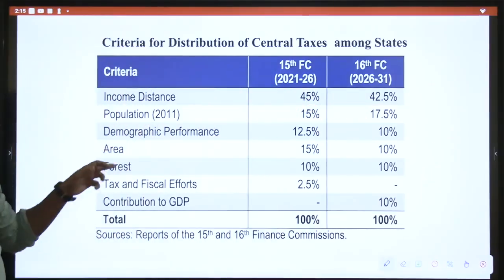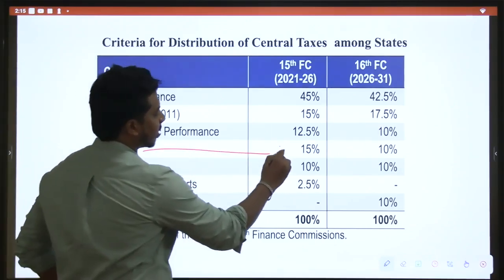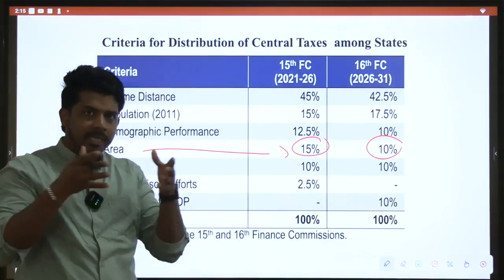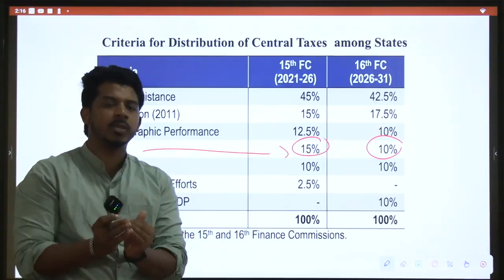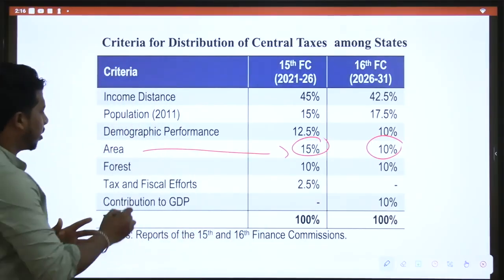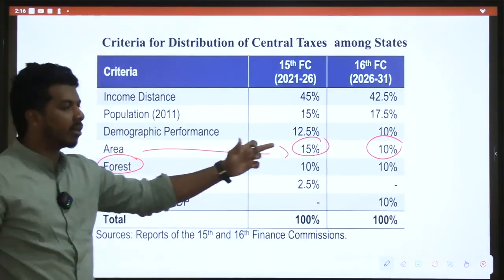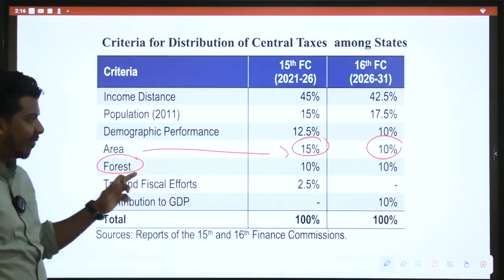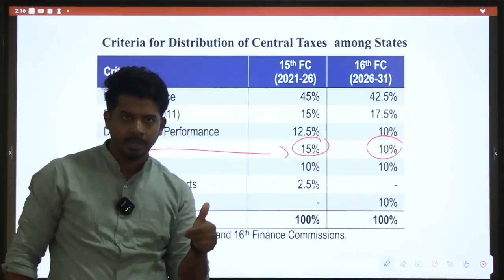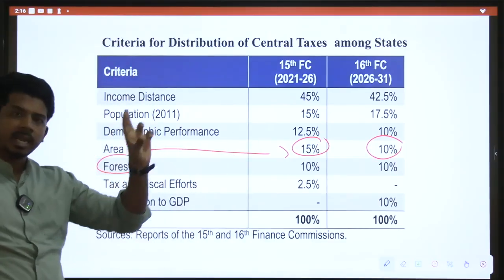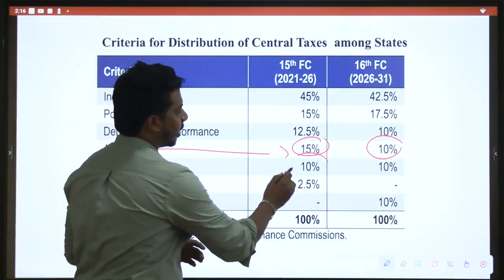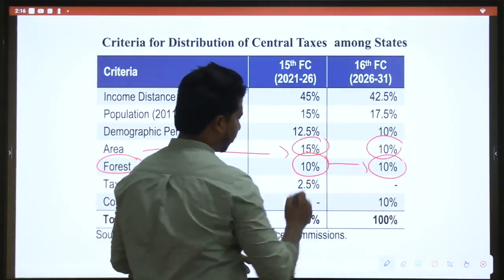Then comes the geographical area. For geographical area, the 15th Finance Commission gave 15% weightage, but the 16th Commission has reduced it to 10%. That means larger states receive more and smaller states receive less, because geographical area is also given weightage. Then forest area, which is only forest area, not total geographical area. Rajasthan is larger than Madhya Pradesh, but Madhya Pradesh has more forest area than Rajasthan. For forest area, it is the same: 15th Finance Commission 10 and 16th also 10.